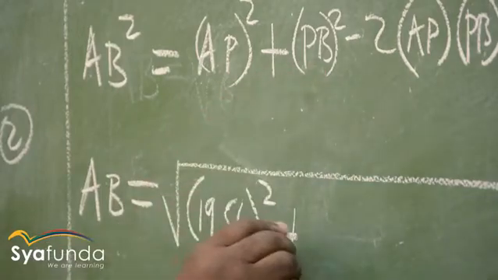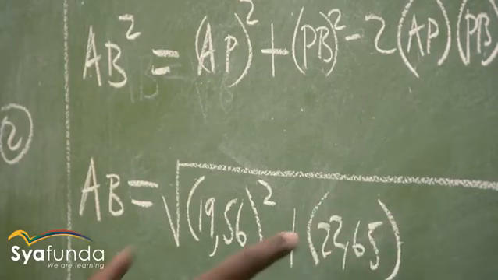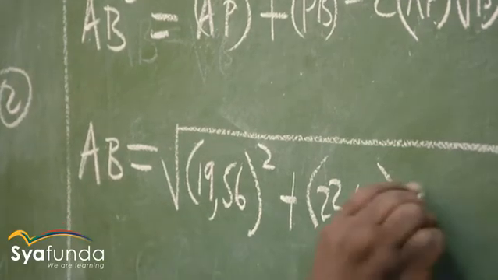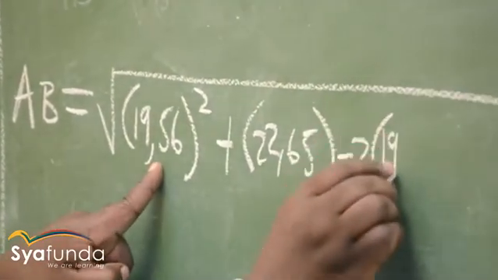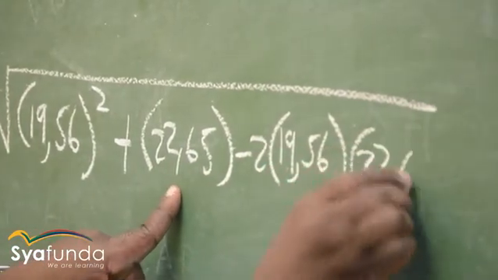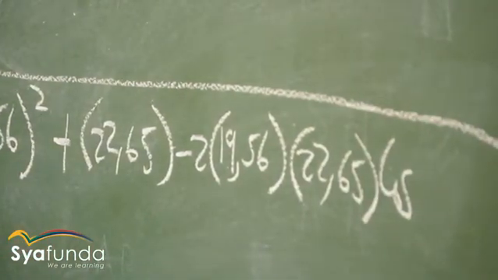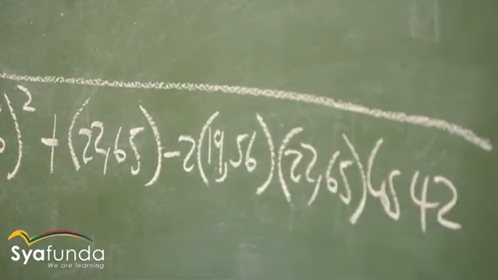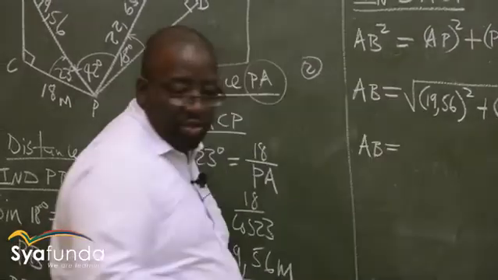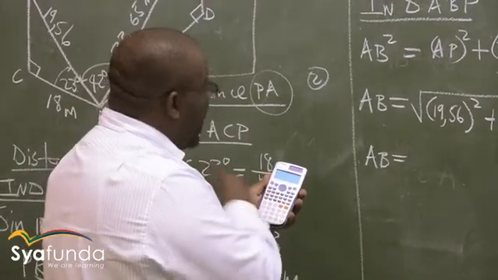Once I have these 2, I can roll. 22,65. Once I have these 2, remember they are repeated here, so I can take them in here rather than going to the diagram. It's minus 2 times the first one, which is 19,56, times the next one, which is 22,65, cosine of the included angle. The included angle in this case is 42. From here, you go straight to the solution. AB will then be equal to, you punch the square root sign, then everything as it is.